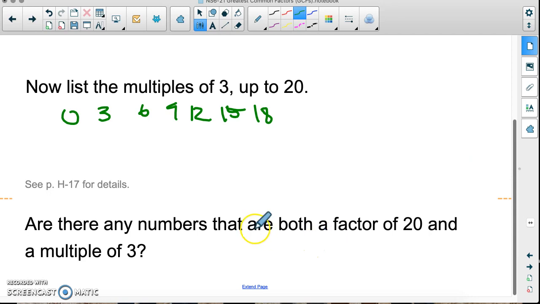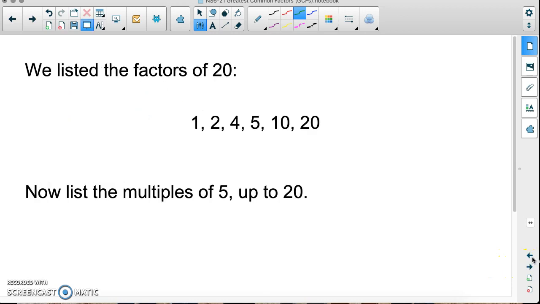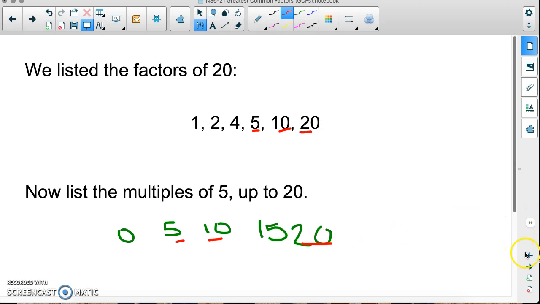So we have all the factors of 20 here. Now we're going to look for multiples of 5 up to the number 20. So let's skip count by 5s and see what we get. 0, 5, 10, 15, 20. Now, are there any numbers that are both a factor of 20 and a multiple of 5? The answer is yes. We have the numbers 5, 10, and 20 that are similar in these two lists.